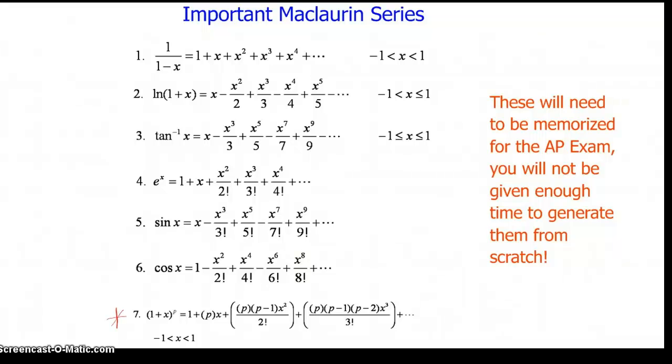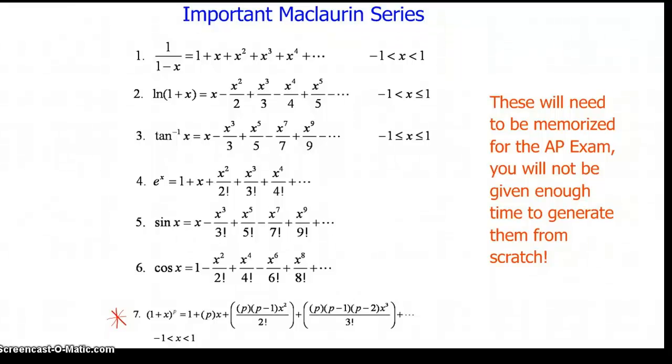Number 7 shows up occasionally, again, enough that I would like you to make sure that you have this in your notes. The first 6 are non-negotiable. You need to know those immediately. Pay attention to the signs between each term. Some of these are alternating series. Some of them are positive series.